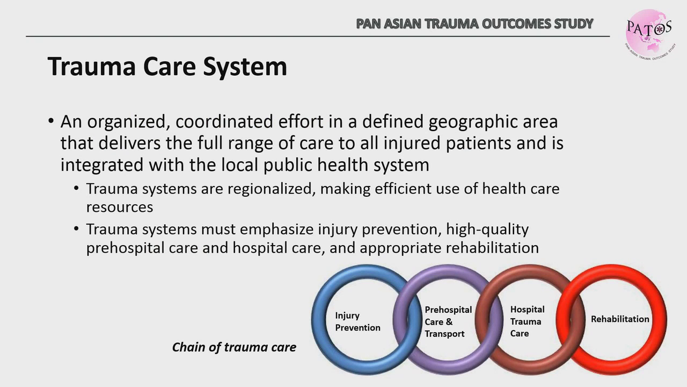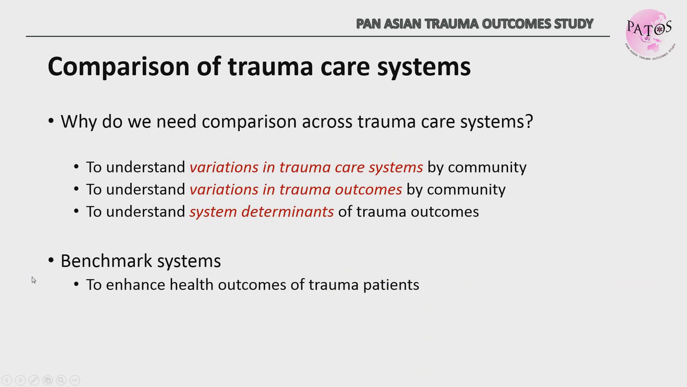The trauma care system operates around the chain of trauma care, which begins with injury prevention, pre-hospital care and transport, hospital care, and then rehabilitation. All need to be organically linked for successful trauma care system development. So this again is why we need to investigate and compare the trauma care systems of Asia.